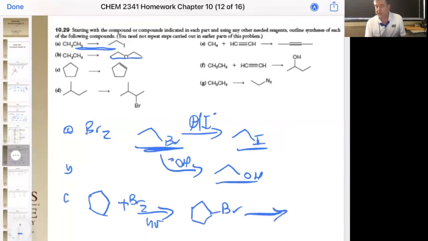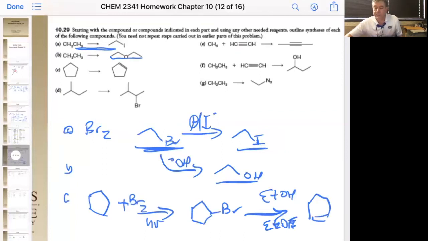And then we're going to hit that with a strong base. It's a secondary, so we can probably use ethoxide in ethanol right here, O minus. And that's going to give us our alkene right there.